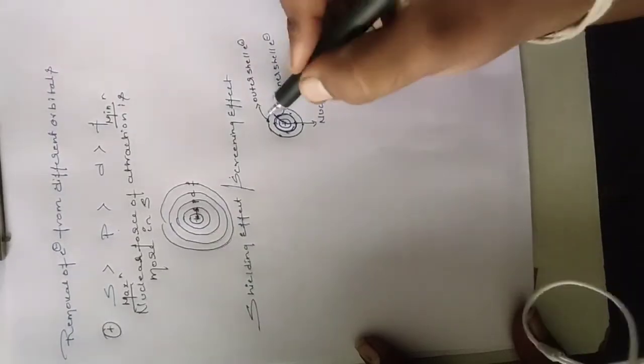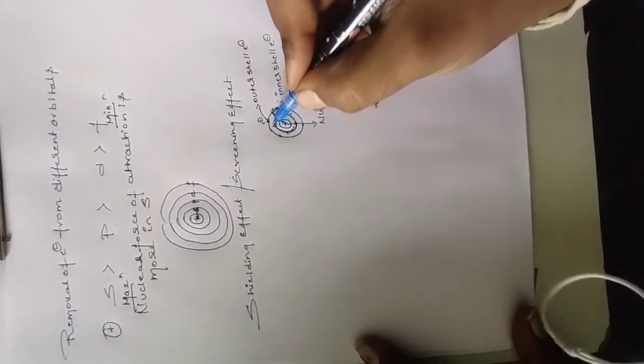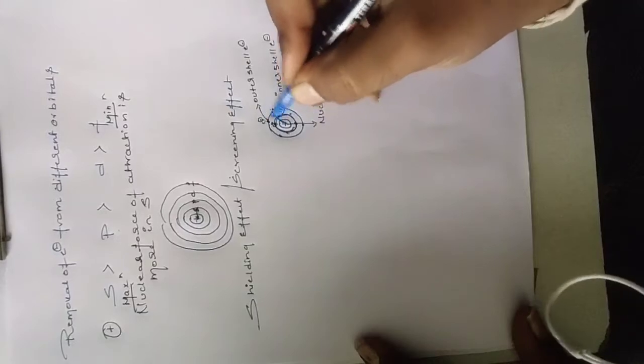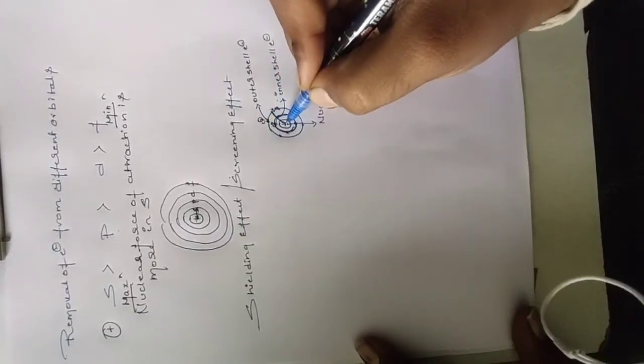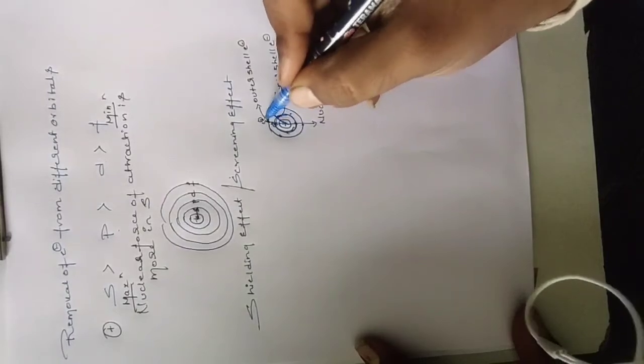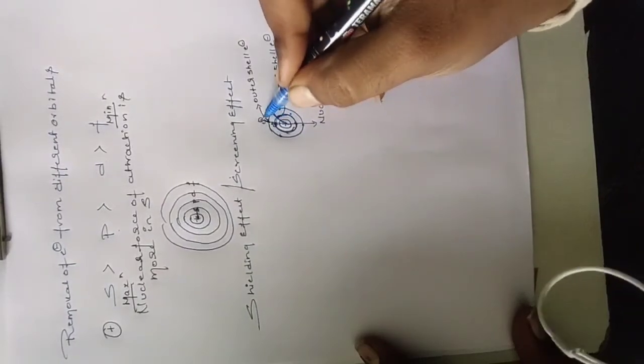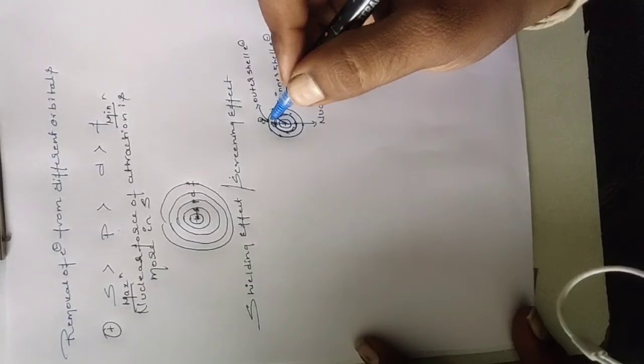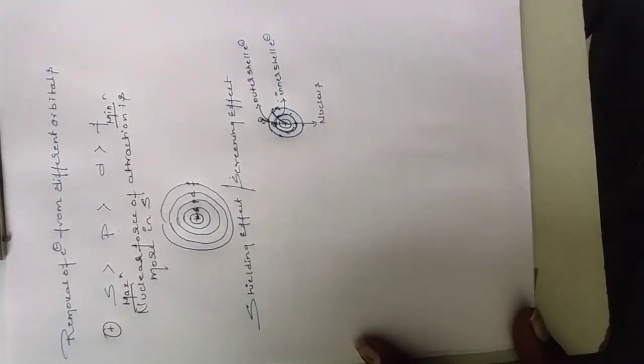The inner electrons are attracted by the nucleus, and there is a repulsion between inner and outer electrons. You see, here also electrons are there, here also electrons are there. Here the repulsions are occurring, because like charges repel and unlike charges attract. If the inner electrons are larger in number, there is more shielding effect.